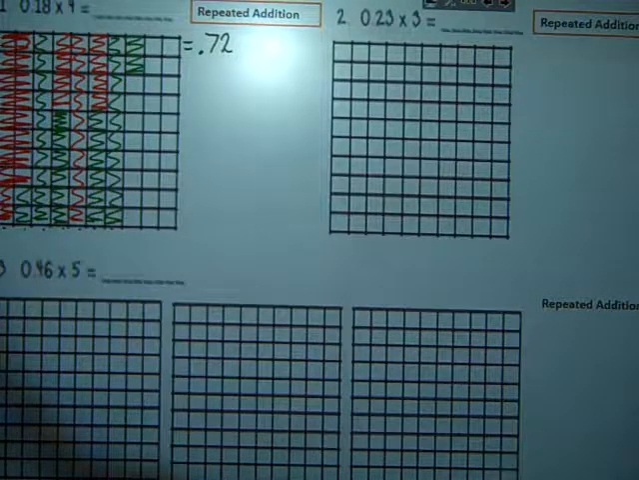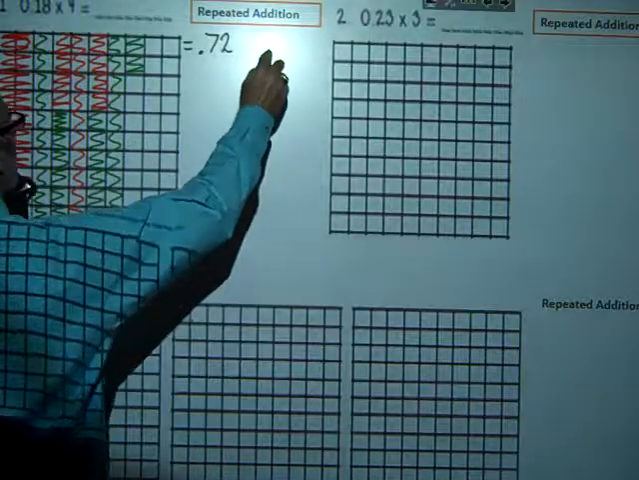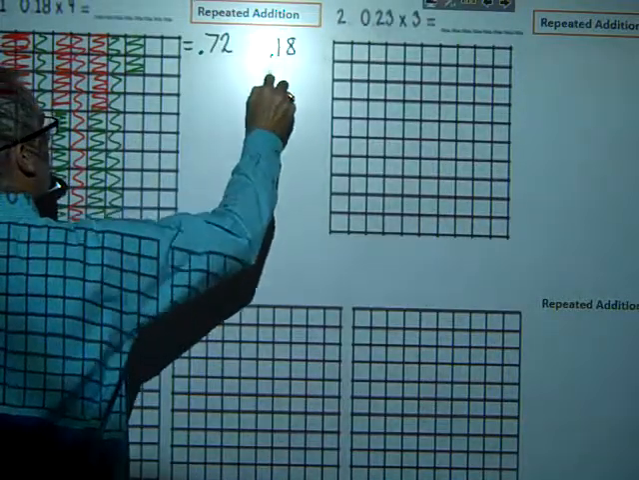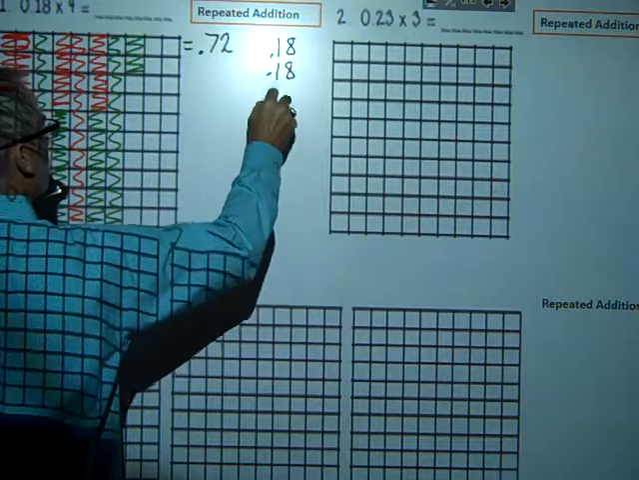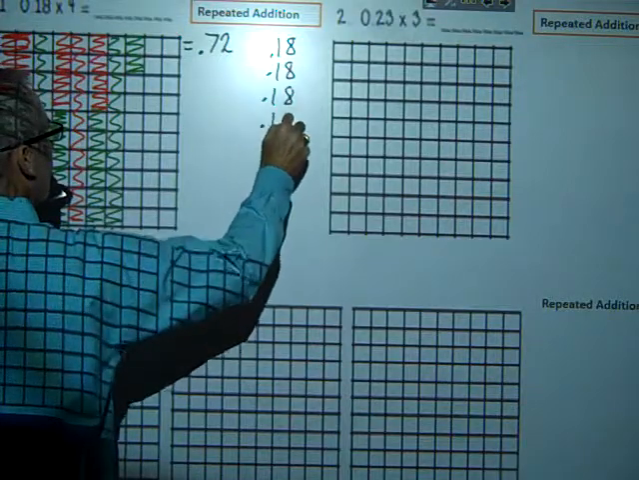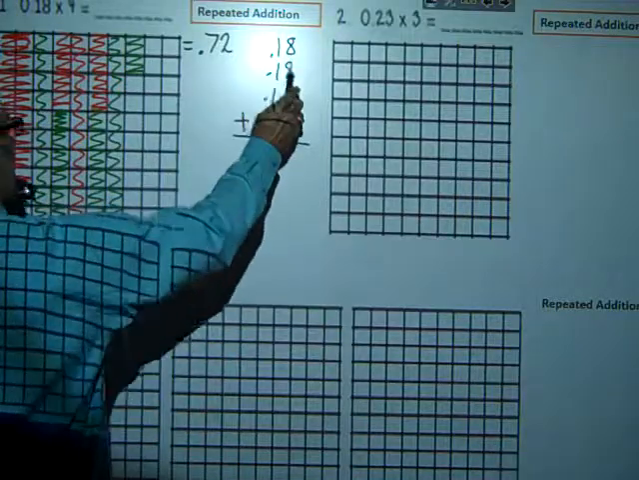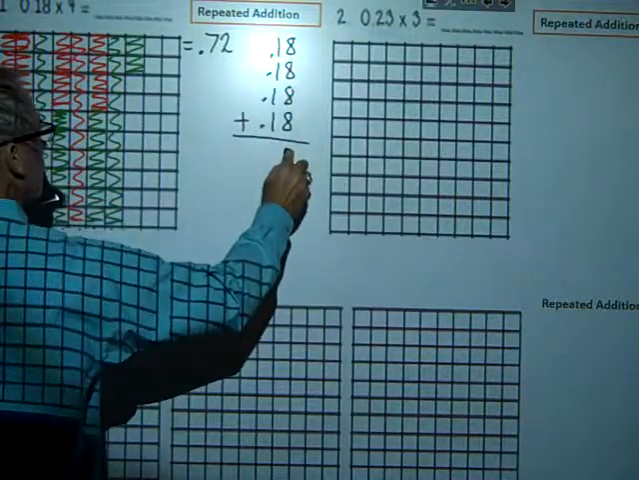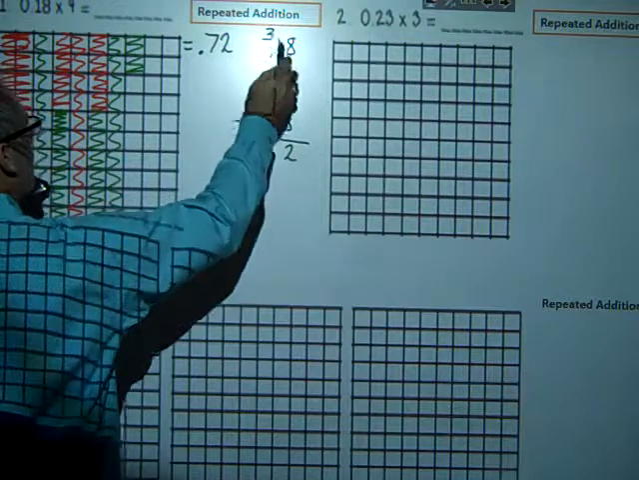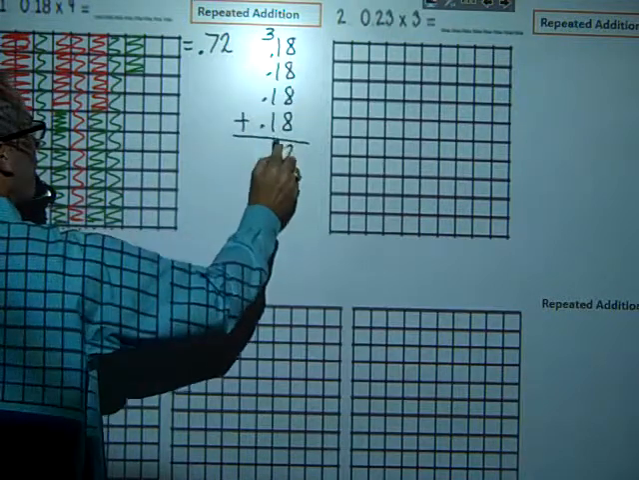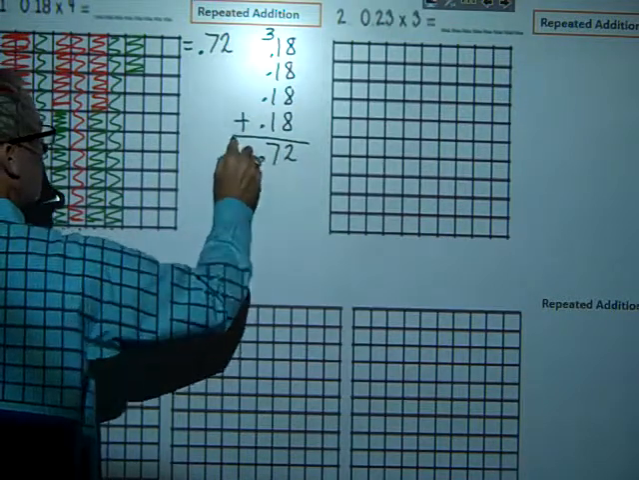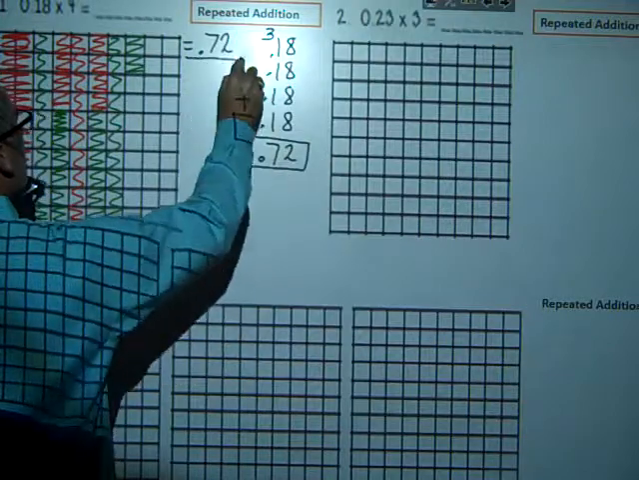Did that make sense? Pretty simple, right? It's a lot of shading, isn't it? Okay? Repeated addition. What would repeated addition look like? 18 hundredths plus 18 hundredths plus 18 hundredths plus 18 hundredths, 4 times, right? Add them up. 8 plus 8 plus 8 plus 8, or 8 times 4 is 32. Carry the 3. 3, 4, 5, 6, 7. Drop my decimal. Does that match my model?